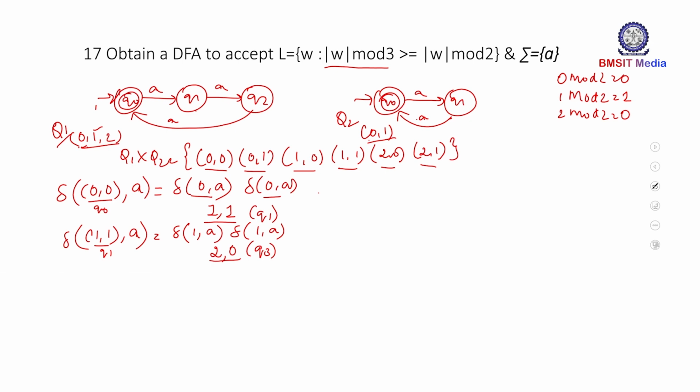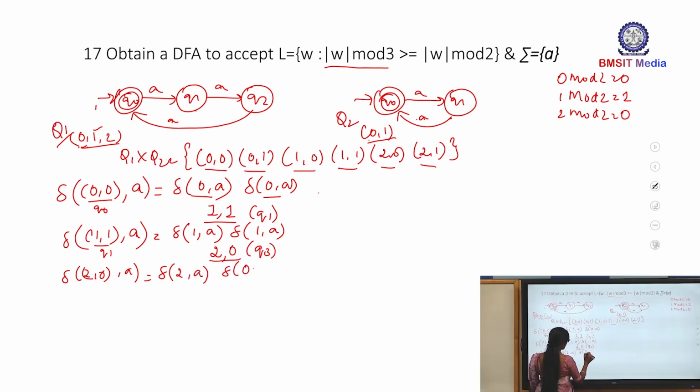Now, similarly, we'll proceed. I'll start with delta of (2, 0) on A. Here we have two states, so delta of 2, A and delta of 0, A. Again, I'm in the state Q2, and on seeing the A, I reach Q0. So this is 0 here. I reach the state Q0.